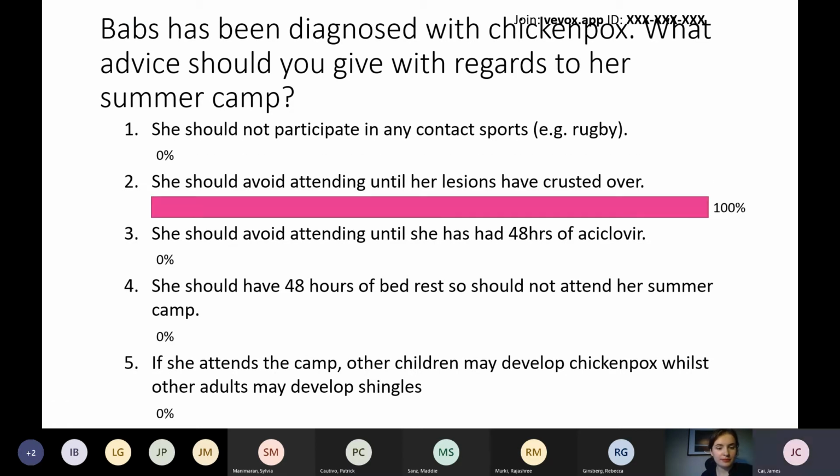Cool. Just closing the poll now. Amazing. You guys already know your stuff. So yeah, once all the lesions are crusted over is when they can go back. And she doesn't need anything else. You can advise some paracetamol to bring the fevers down. And yeah, that's about it. In kids, we're not too worried.